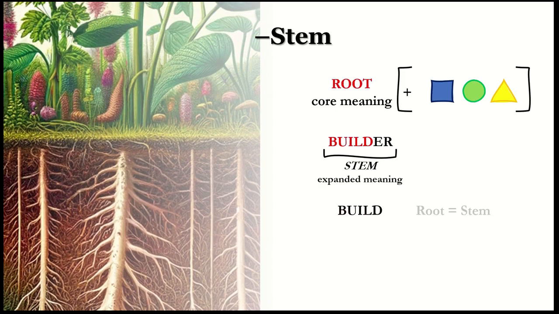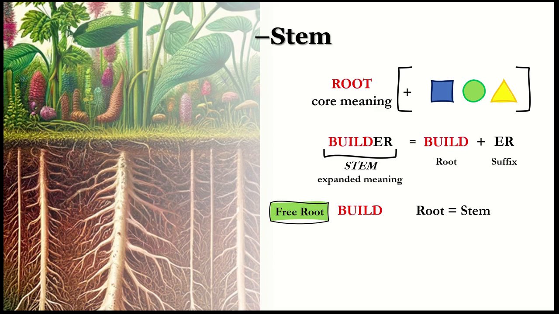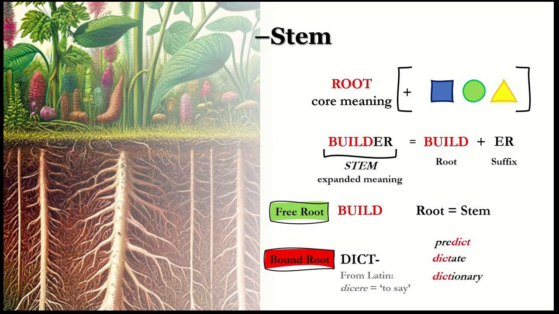Build is both root and stem, but builder is a stem that includes a root, build, and the suffix er. Roots like build are called free roots because they can exist as standalone words. Others, like dict, from Latin dicere, meaning to say, are bound roots. You see them in words like predict, dictate, or dictionary, but they can't appear on their own.